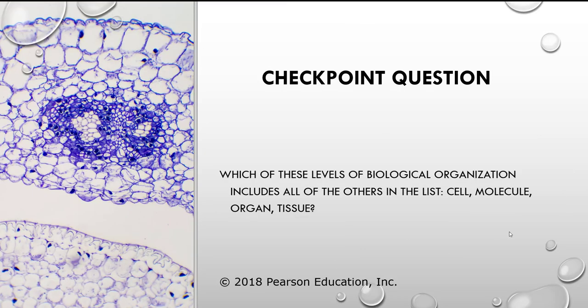So here's a checkpoint question for you. Let's see if we understand this. Which of these levels of biological organization includes all of the others in the list? Is it the cell, the molecule, the organ, or the tissue? Okay, so which of these levels includes all the others in the list? So basically another wording of this question is, which is the most inclusive? Is it the cell, the molecule, the organ, or the tissue?